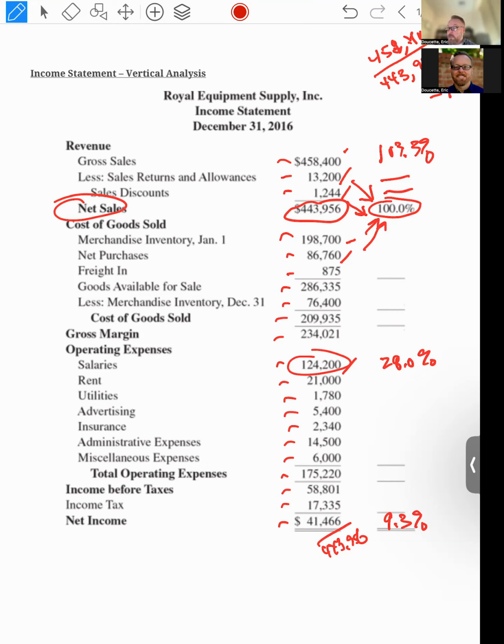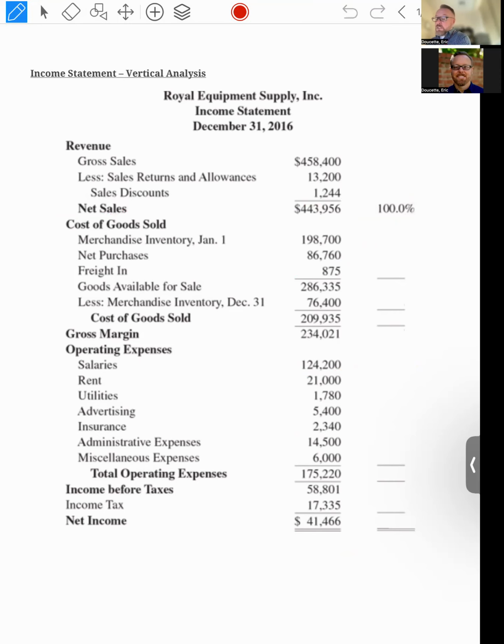This is 28%, so they're doing pretty good. Royal Equipment Supply. So just keep that in mind, but this is what we call a vertical analysis. And then the horizontal analysis is exactly what we did, exactly the same on an income statement as it is on a balance sheet. And it would just be that we would find the difference between the 2 years.